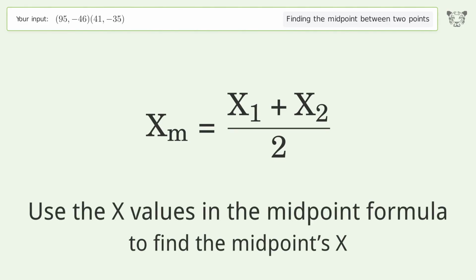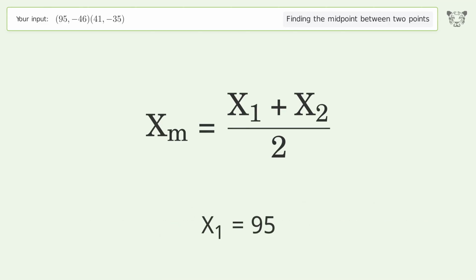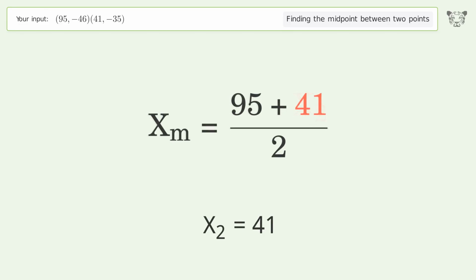Use the x values in the midpoint formula to find the midpoint's x. x1 equals 95. x2 equals 41. Simplify the arithmetic.